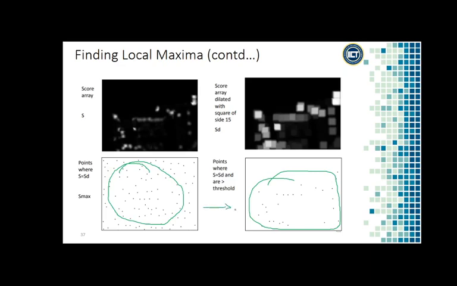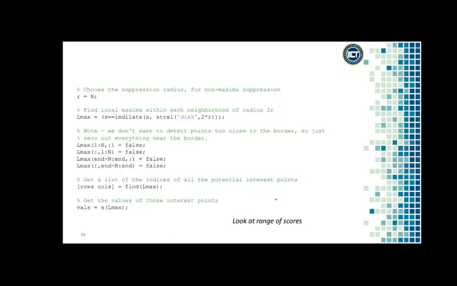So this is what we want. This is what we are looking for: minimum responses. This is a MATLAB implementation for this. We select a radius n for non-maximum suppression, and we find the local maxima with this command.